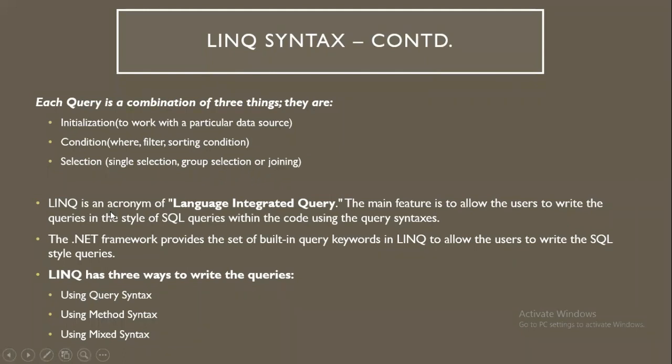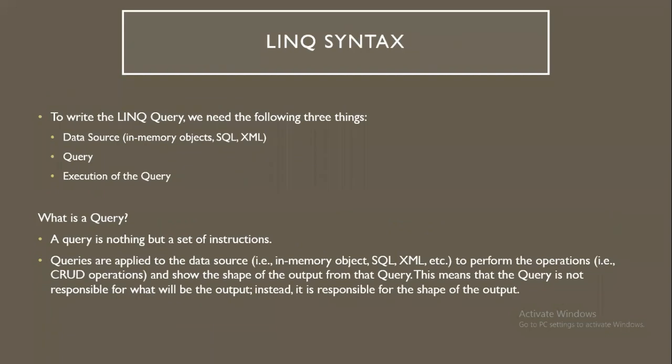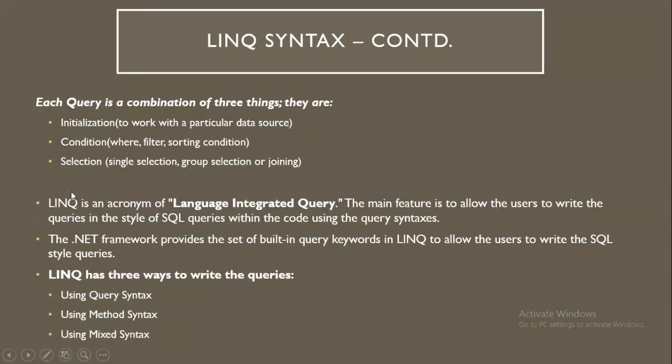So we understand that the LINQ query will have three things. Each query will have three things: data source, query, and execution of the query, which can also be called initialization, conditions, and selection.